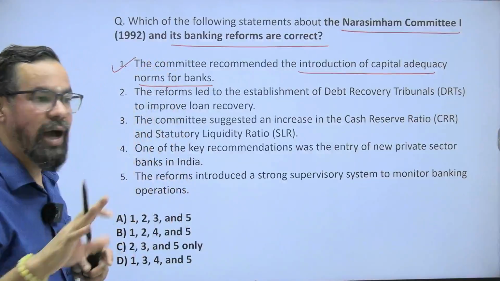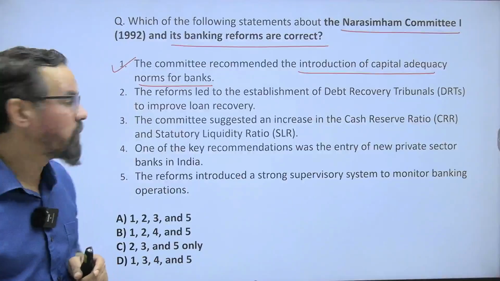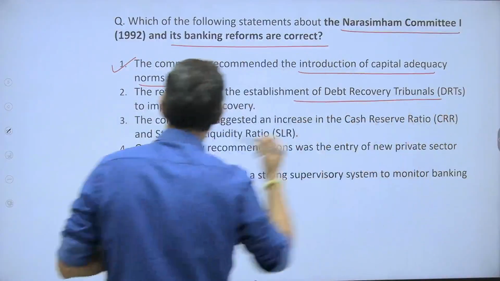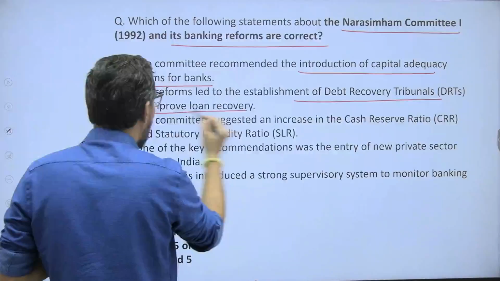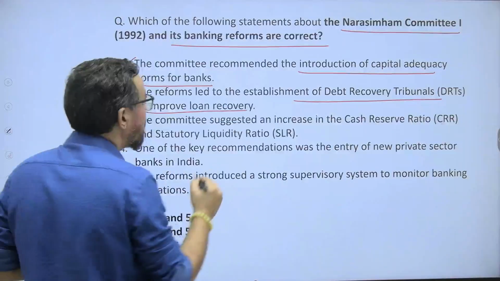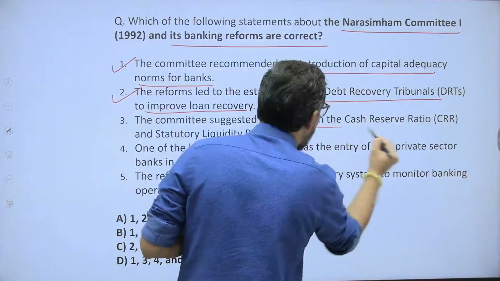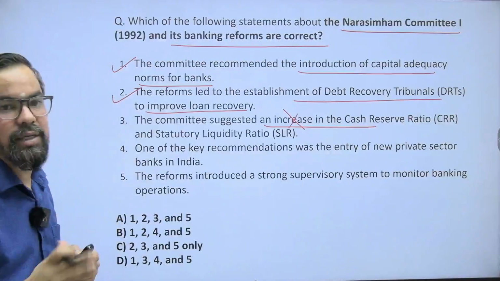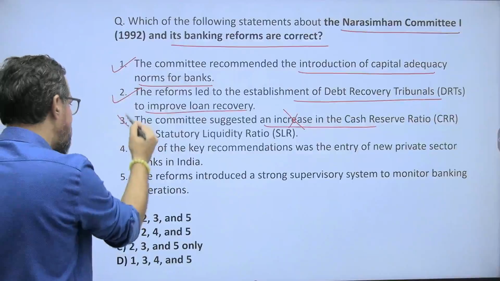And they asked about the Narsimham Committee this year too. The reforms led to the establishment of DRT, Debt Recovery Tribunals, and Debt Recovery Appellate Tribunals too. The committee suggests an increase in CRR and SLR? No, a gradual decrease in SLR and CRR. So this makes this statement wrong.